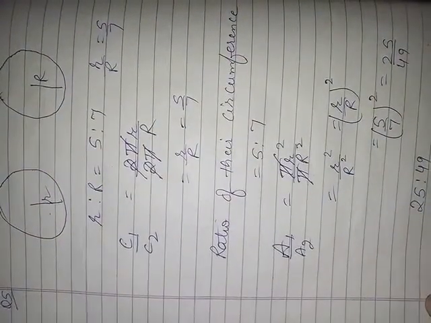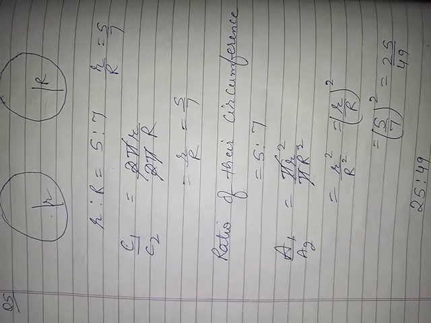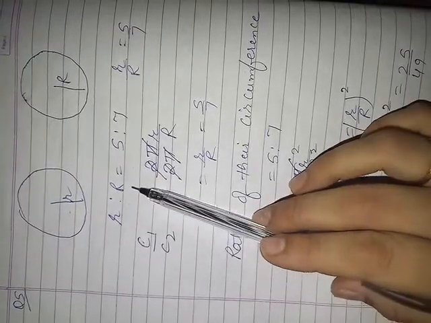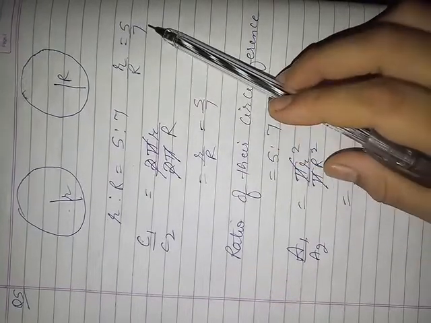Now move to question number 5. In question number 5, ratio of radii of two wheels is given. Find the ratio of their circumference and area. So two different radii are given. Write them as small r and capital R. Ratio is given 5:7. So we write r over R, that is 5/7.